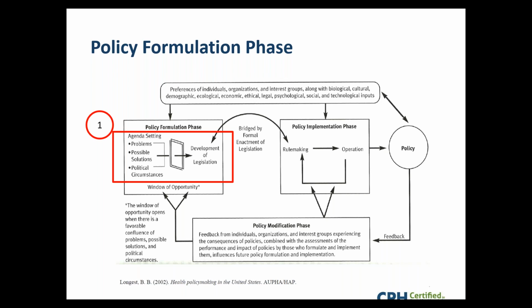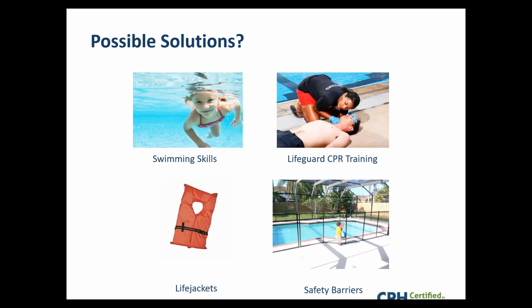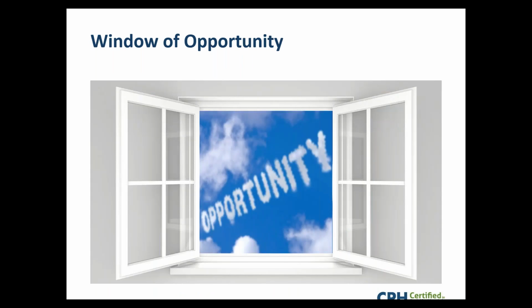So we recognize certainly that there's a problem with childhood drowning, and we want to think to ourselves, okay, what are the possible solutions for that? Certainly, teaching swimming skills might be important. Lifeguard CPR training, requiring life jackets on certain boating craft, safety barriers such as fences around the pools. These are possible solutions that we could legislate. But we need a window of opportunity.